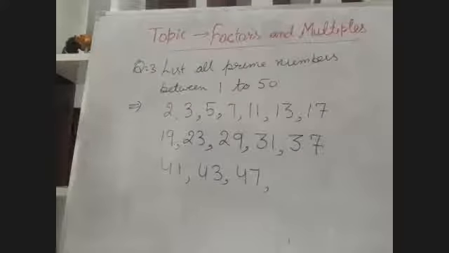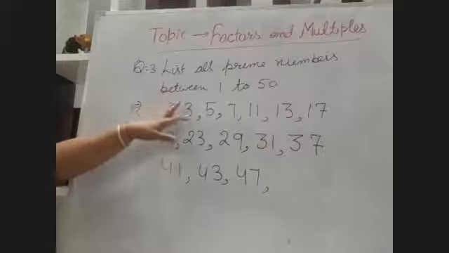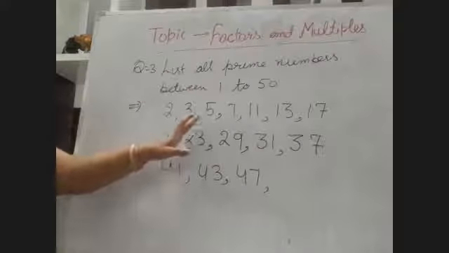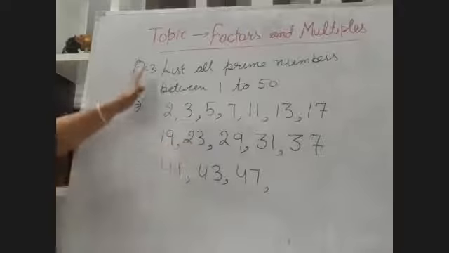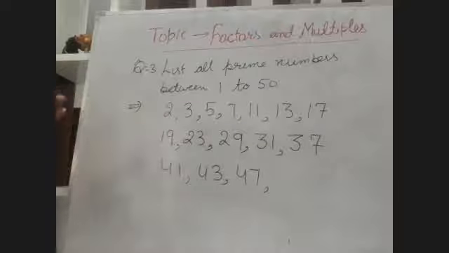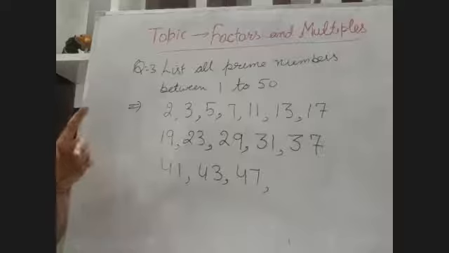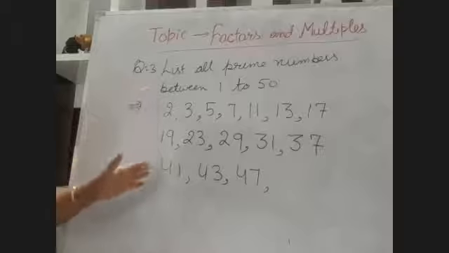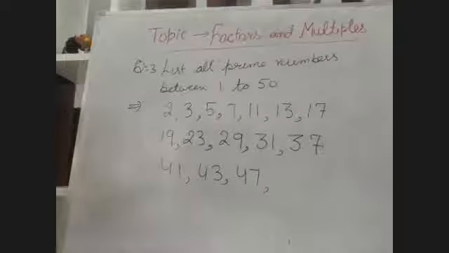So all prime numbers between 1 to 50 are 2, 3, 5, 7, 11, 13, 17, 19, 23, 29, 31, 37, 41, 43, and 47. These are numbers which have only two factors. The first factor is 1 and the second factor is the number itself. So these are prime numbers between 1 to 50.